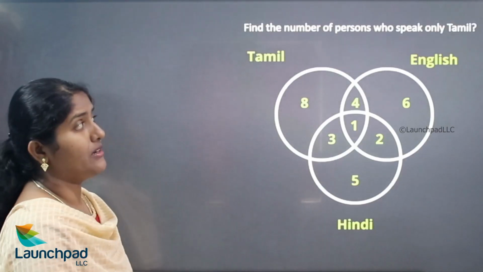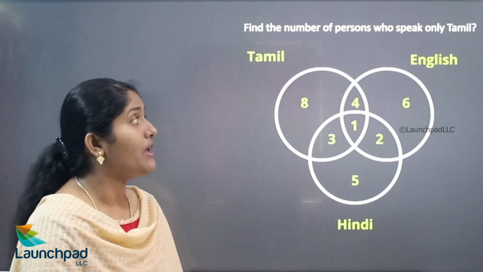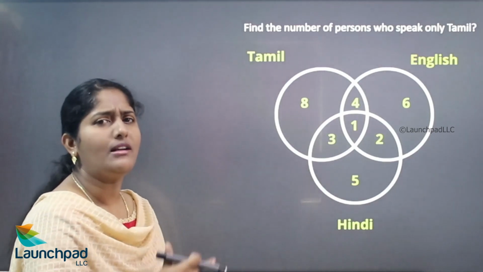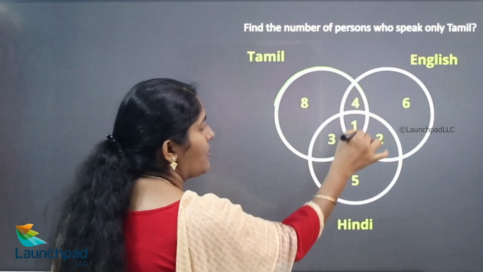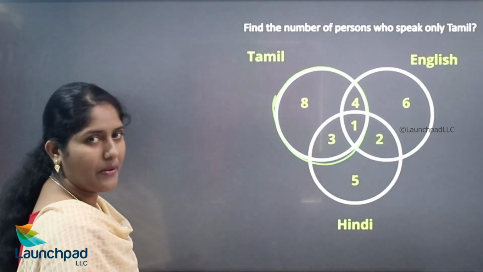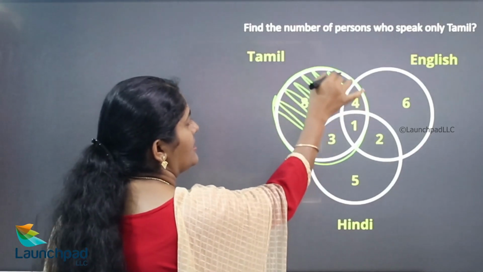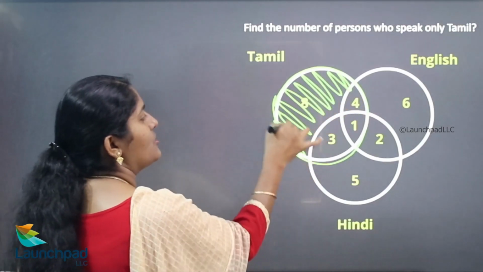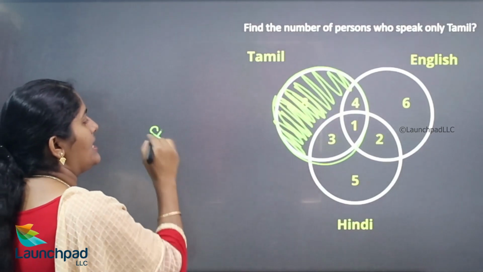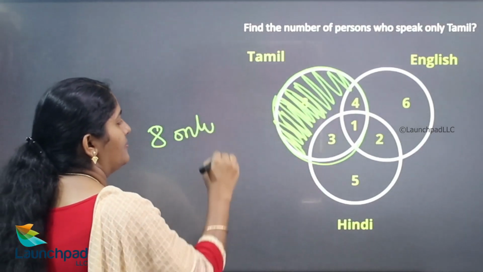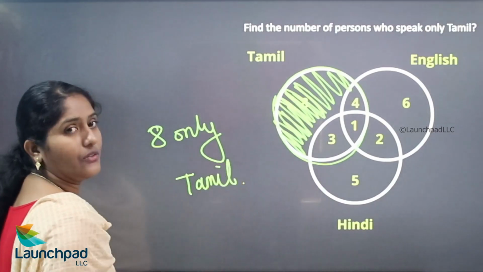Find the number of persons who speak only Tamil. The person does not speak English and Hindi, only Tamil. So what is the circle denoted by only Tamil? This circle is denoted by only Tamil. The shaded area is denoted by 8, which is known as only Tamil. There are 8 persons who speak only Tamil.